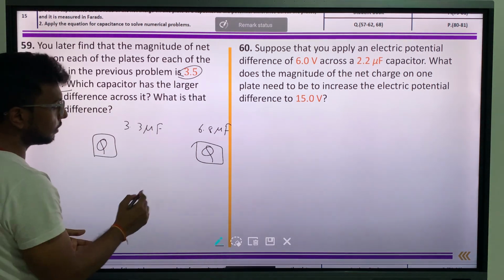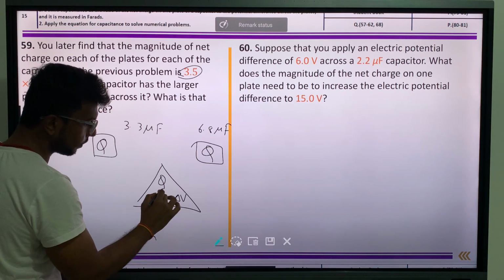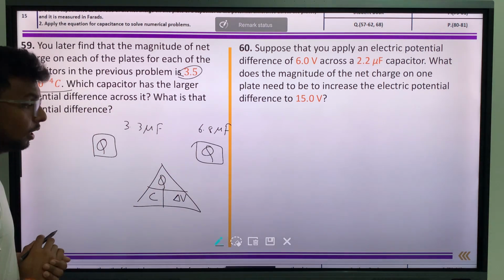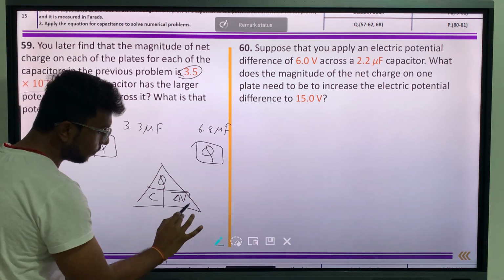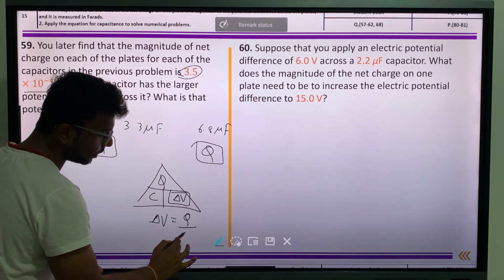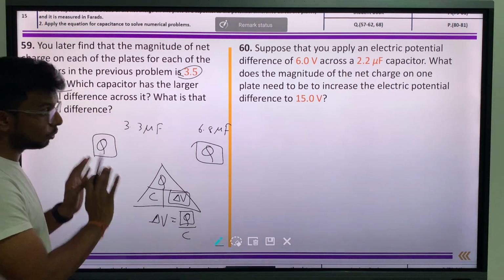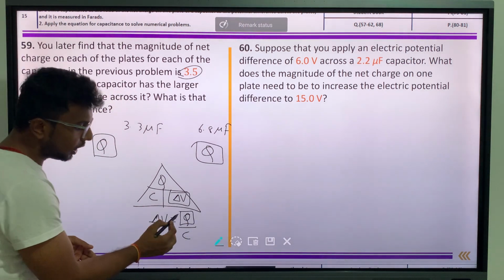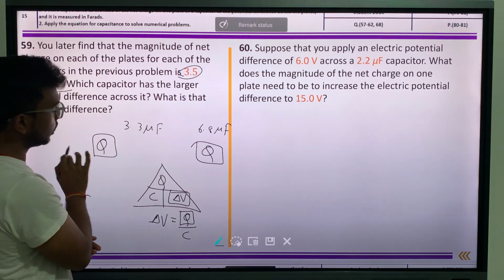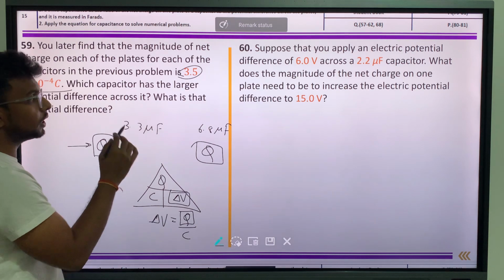If the charges are the same, and we go with the expression Q equals C del V, then if I find del V, the change in potential, it is Q over C. If the charge is the same for both capacitors, I'm not calculating it, you can calculate also. As given in the question the charge is the same, so which will have more potential difference?